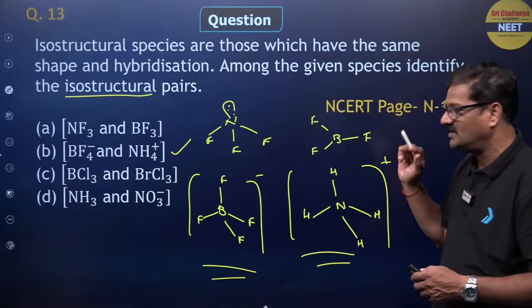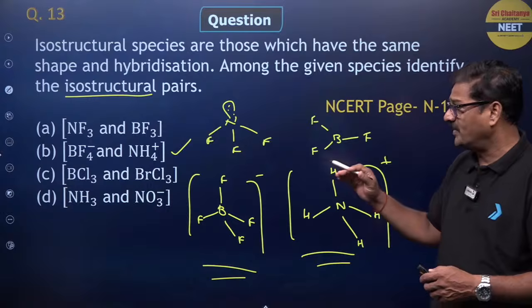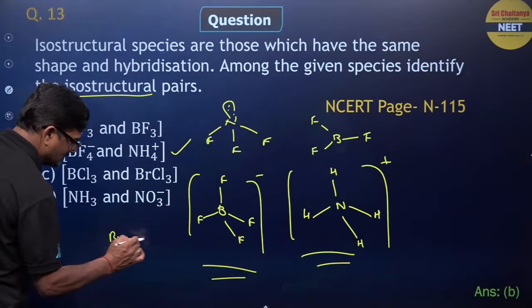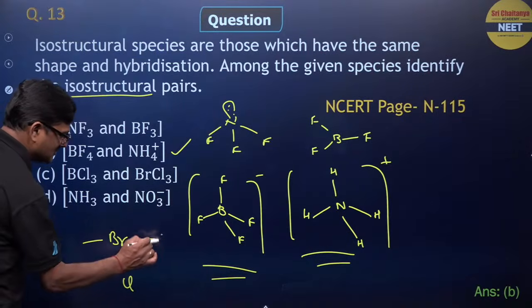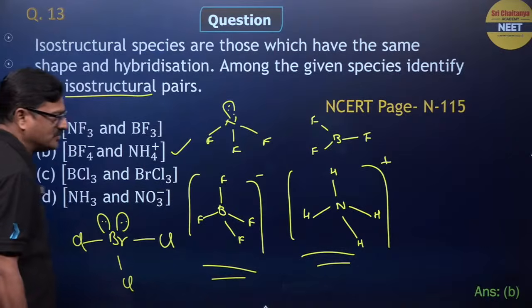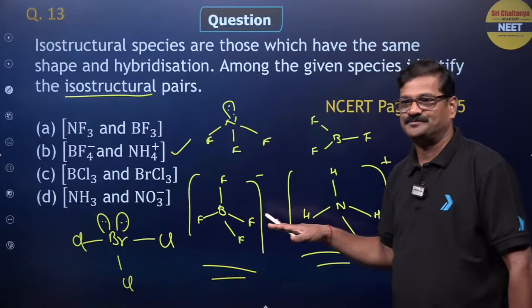The structure of BCl3 will be equal to the structure of BF3. BrCl3 is T-shape, Br with Cl, Cl and Cl. It is going to be T-shape. Like that, you need to have a total command on the structures, right?